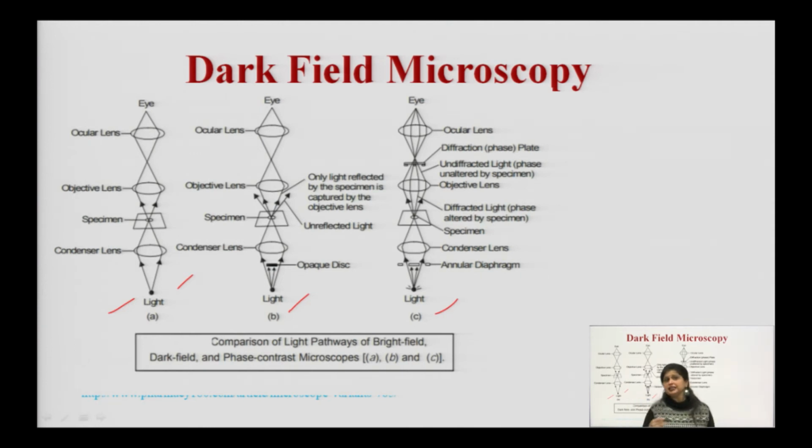They have been designed in such a way that we can see transparent objects, transparent images, live cells on the slide, but on a dark background. The whole background will become dark and you will just be able to see that particular species. Now, how is that going to happen?